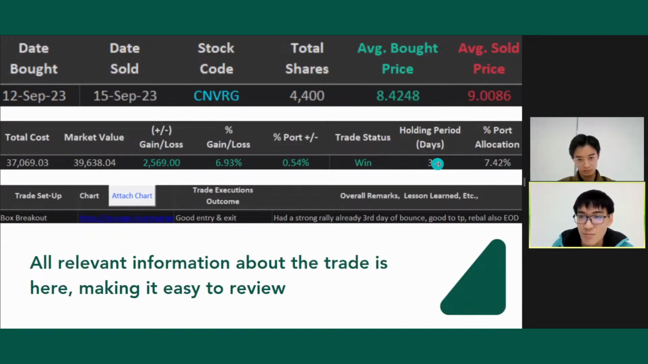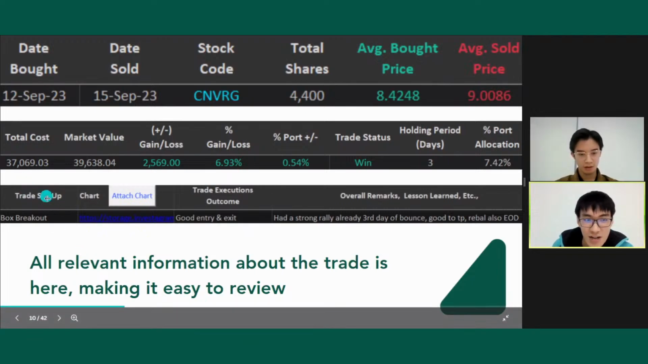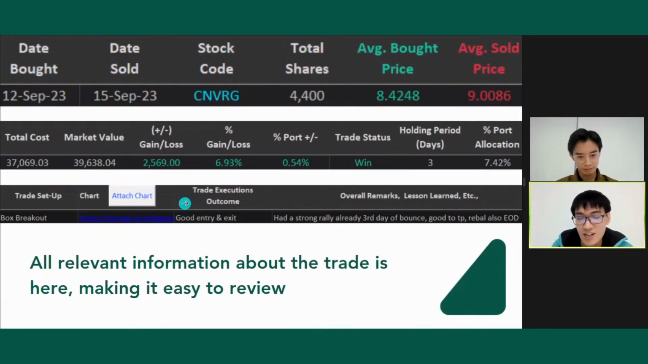And here, this is optional. You can also put how long you held the trade, 3 days, then how many percent of your portfolio did you allocate to the trade? Then what setup? Then here the chart, you can put a URL to TradingView, for example. Then your overall remarks. So essentially, that's how a trading journal should look like. All the relevant information about the trade is there, diba? So it's easy to review, diba? If you forget about what you traded yesterday, last week, last month, tignan mo lang yung journal mo, diba? Nandyan na yun.